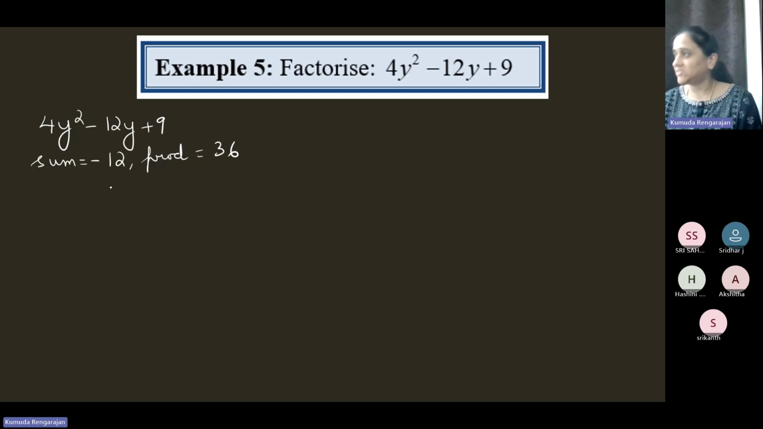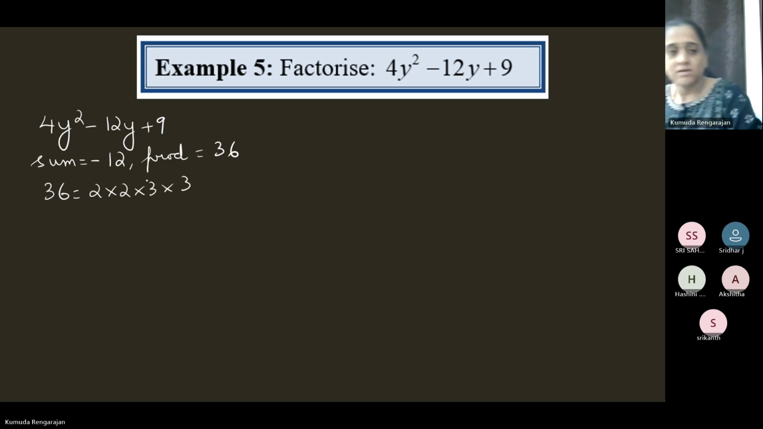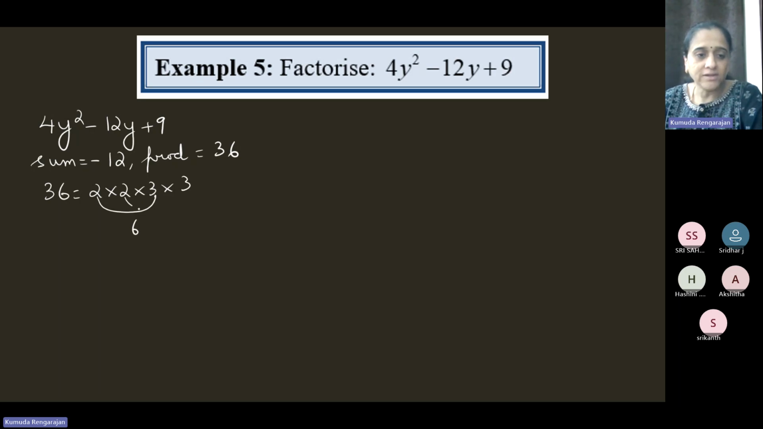So when you factorize 36, what do you get? 36 is equal to 2 into 2 into 3 into 3. Okay. So now the two numbers are 2 3s are 6 and 2 3s are 6. You should not miss out any number. You should use all the four numbers. But you must get minus 12 as a sum. So take minus 6, minus 6. Minus 6 minus 6 is minus 12.